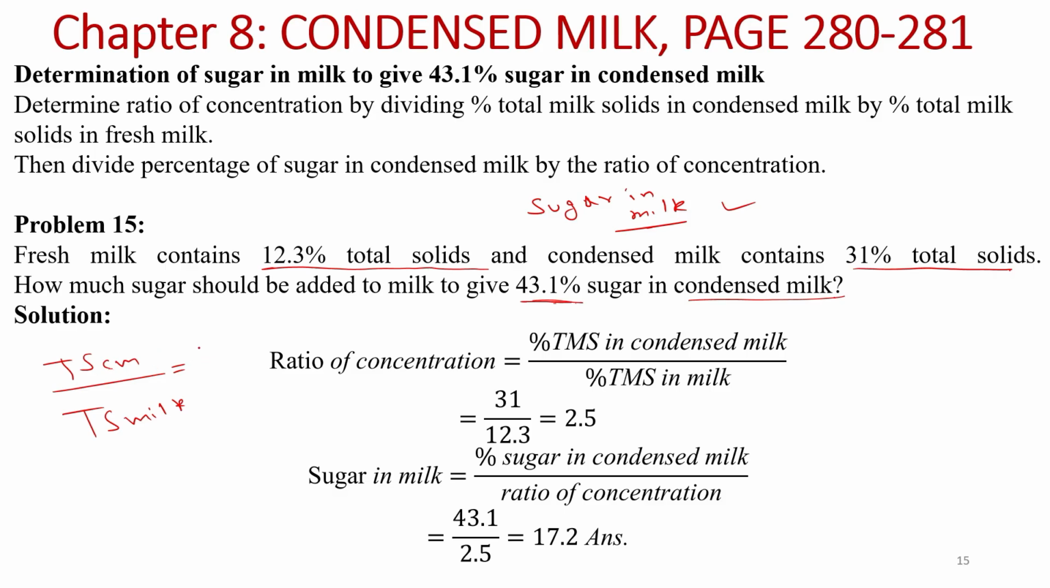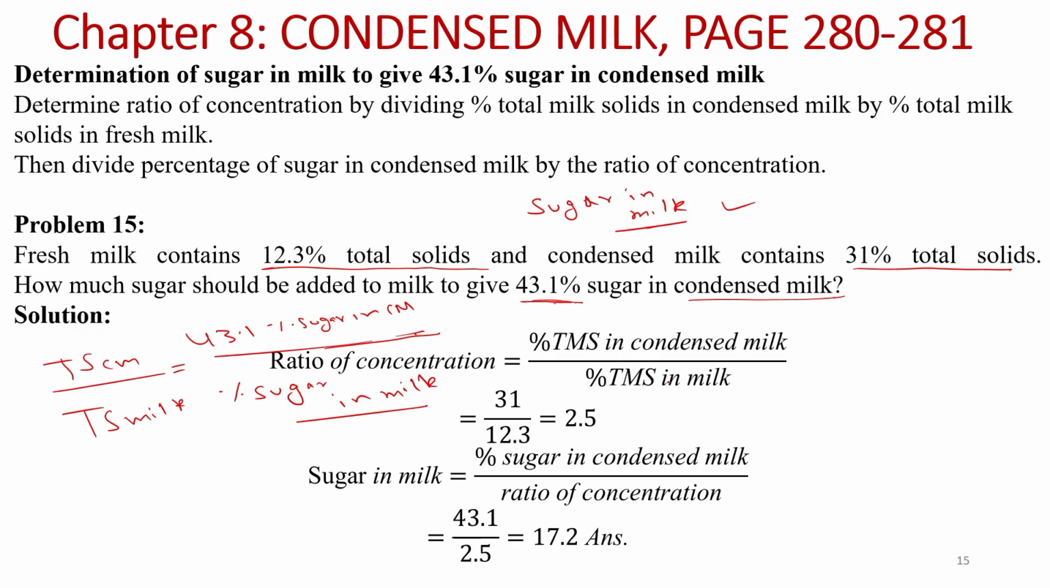should be the same as the sugar ratio, that is percentage sugar in condensed milk, 43.1%, divided by percentage sugar in milk. Okay, so this ratio, that is the sugar ratio in condensed milk, should be the same as the ratio of total solid in condensed milk and the milk. So this ratio should be the same. This is the basis for this numerical.